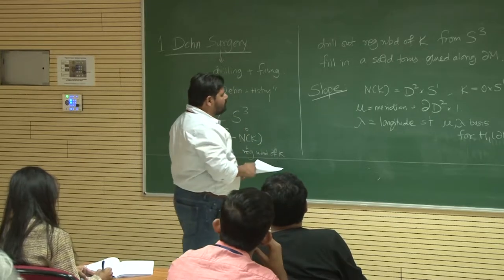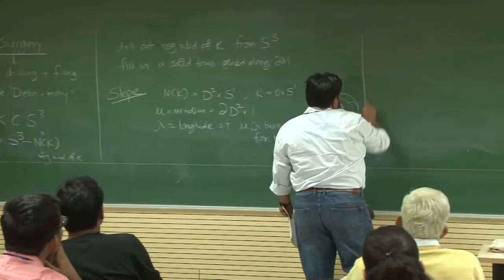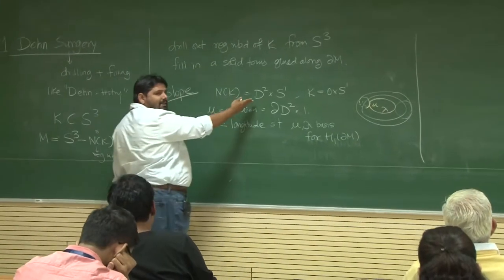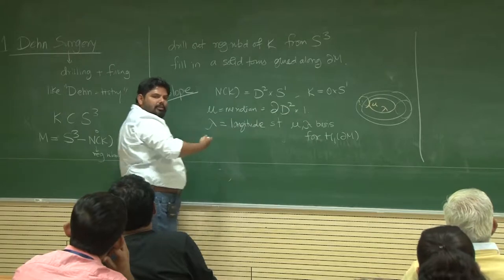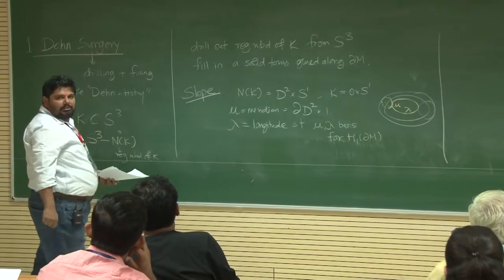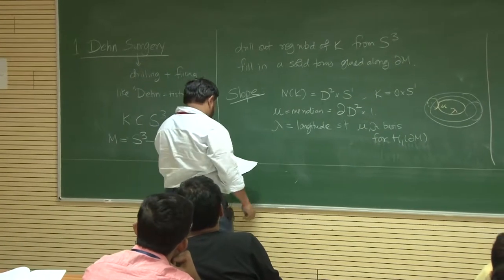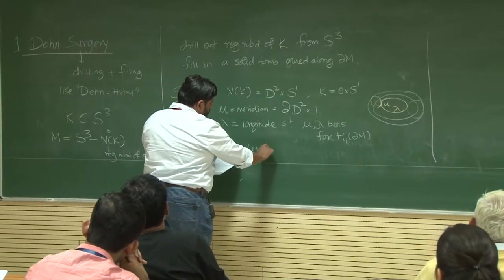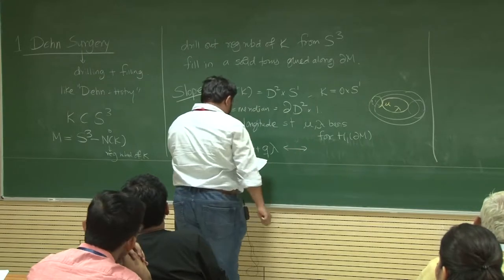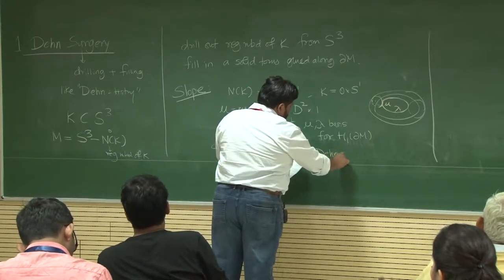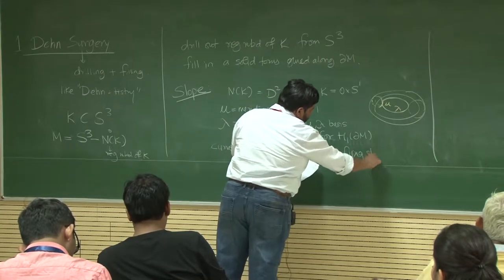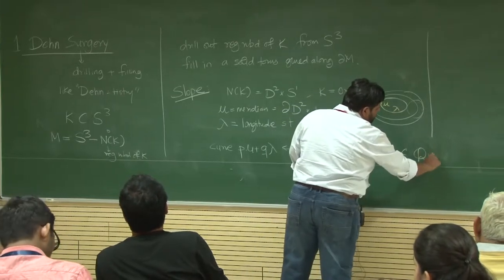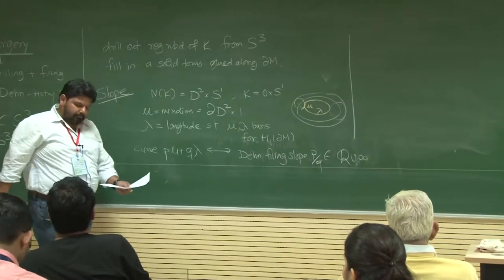So what we are going to do now is, when we fill in this solid torus, we have a choice of where to send our disk. And we send our disk to a curve which looks like P mu plus Q lambda. So the curve P mu plus Q lambda is what we are going to call the Dehn filling slope. That is the parameter of our Dehn filling. Slope P over Q, and this belongs to the rational numbers union infinity.